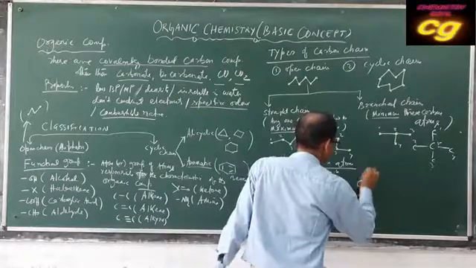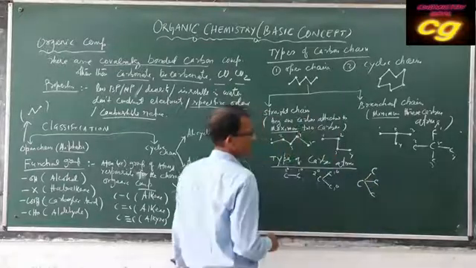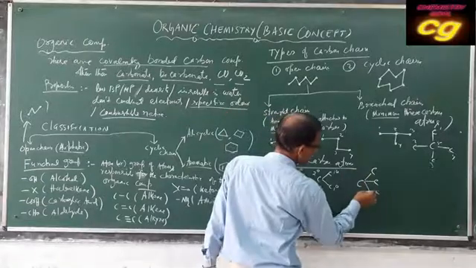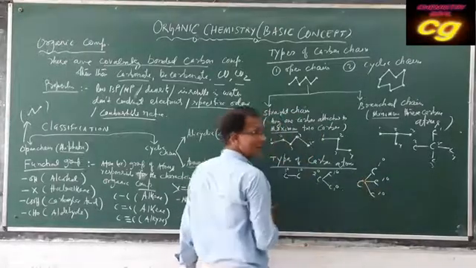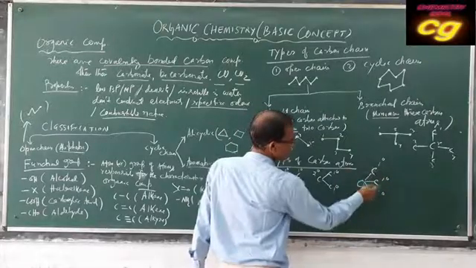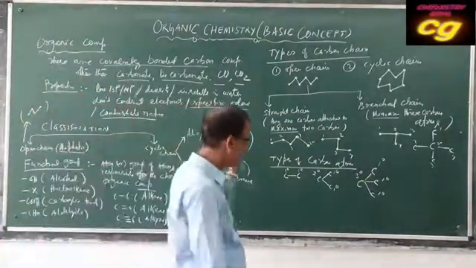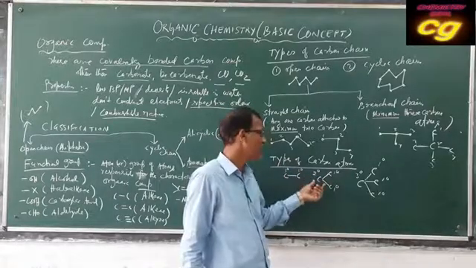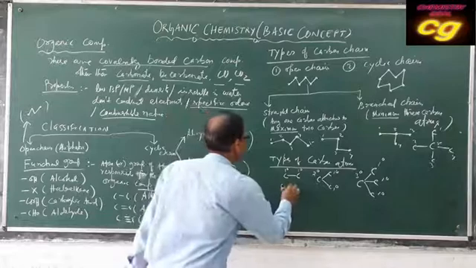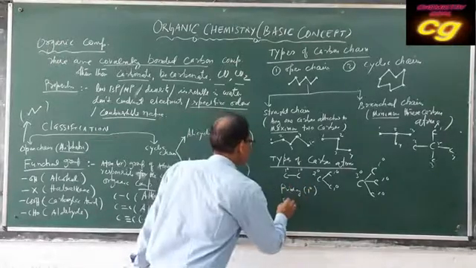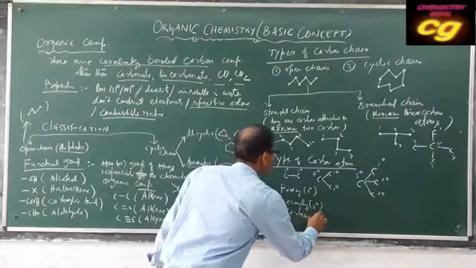If you take this one, suppose like this, okay? This carbon is attached to 1 carbon directly, so it is primary. This carbon is attached to 3 carbon, so it is tertiary. So on the basis of the number of carbon atoms joined to the particular carbon atom, it may be primary, secondary, or tertiary. So there are 3 types of carbon atom: primary, secondary, tertiary.